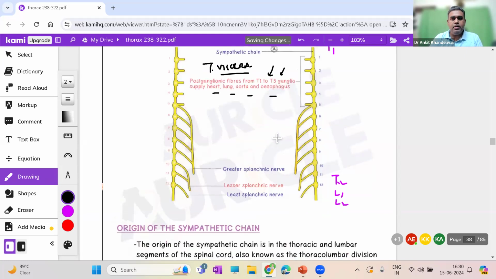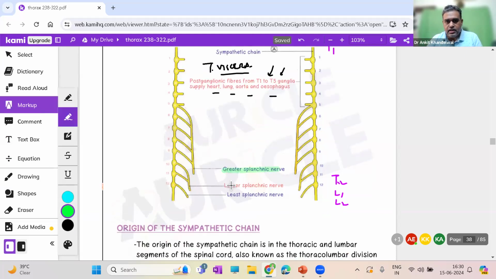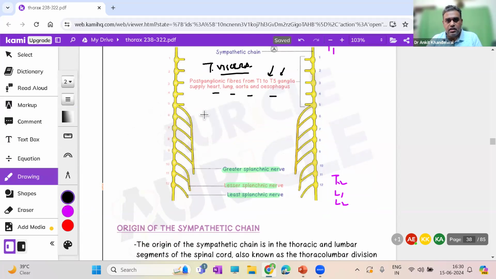While if you go below T5, they will form the nerves known as greater, lesser, and least splanchnic nerves. They are formed by the sympathetic nerves below T5. So over here, T6, 7, 8, 9, they will form the greater one. T10, 11, they form the lesser. T12, they form the least splanchnic nerve. They basically supply the abdominal viscera.